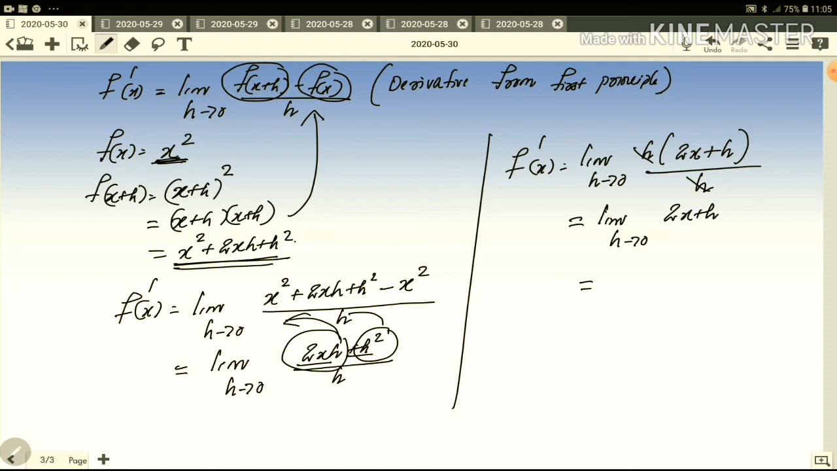So we are very safe to apply the limit. So in 2x plus h, h becomes 0. So the final answer is 2x. Is it clear? So this is how we differentiate using first principle.